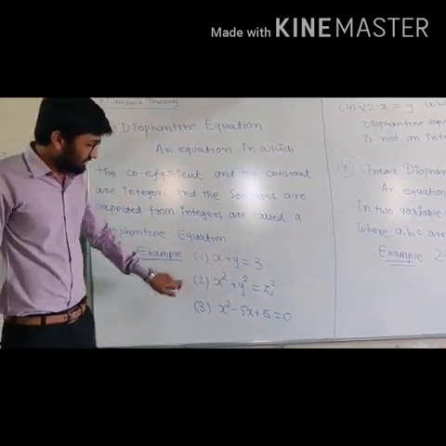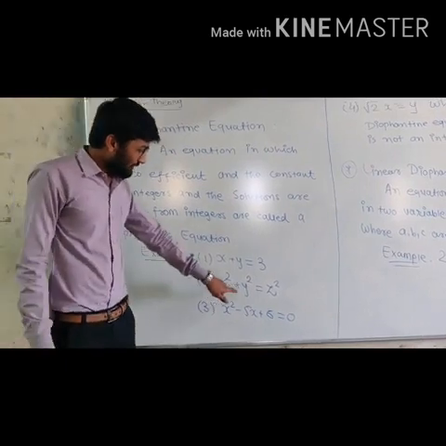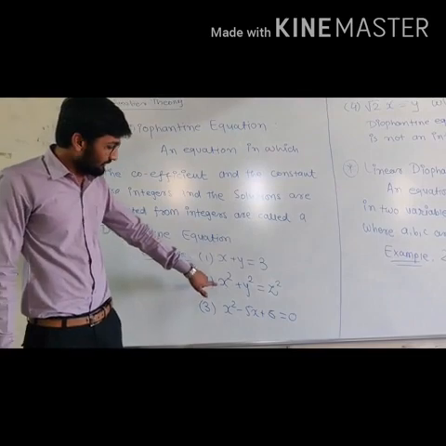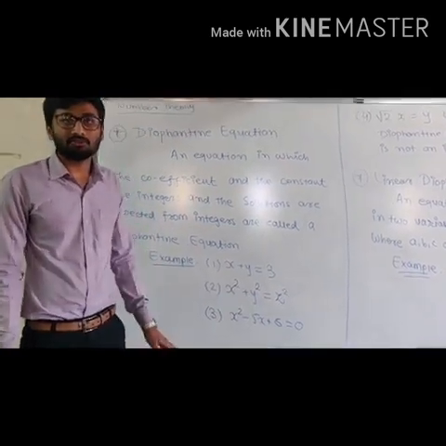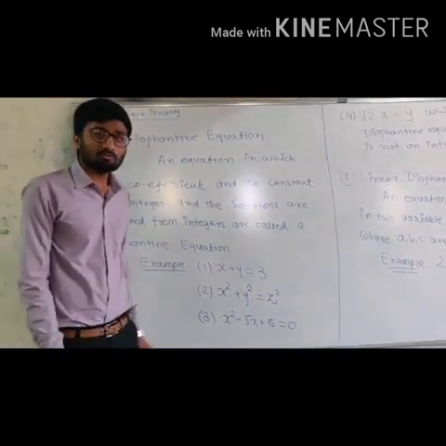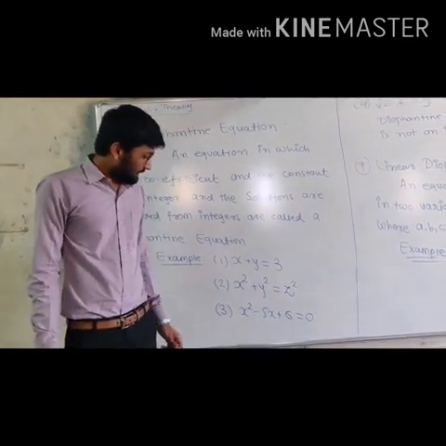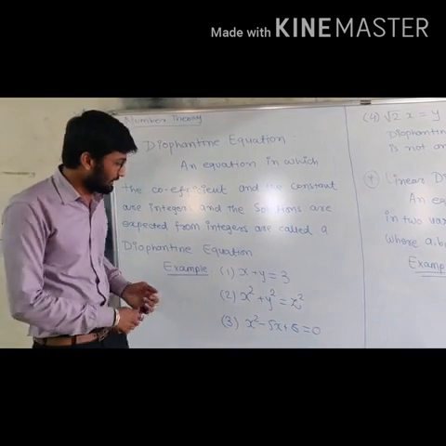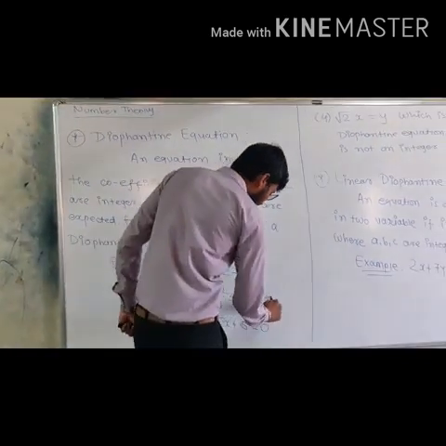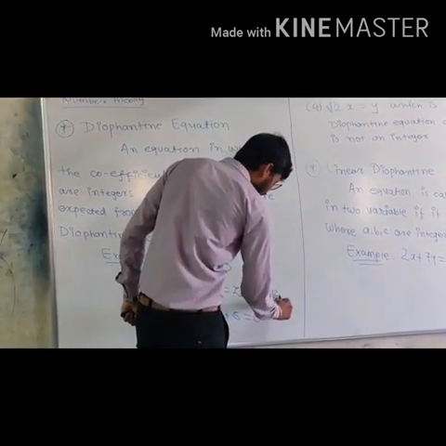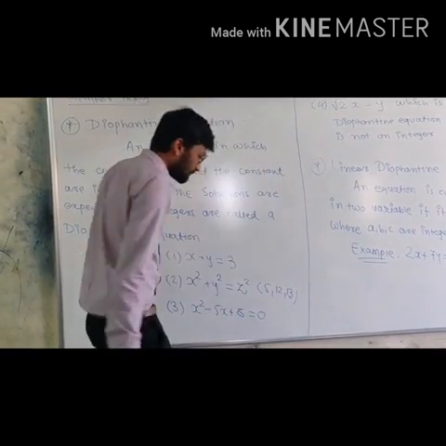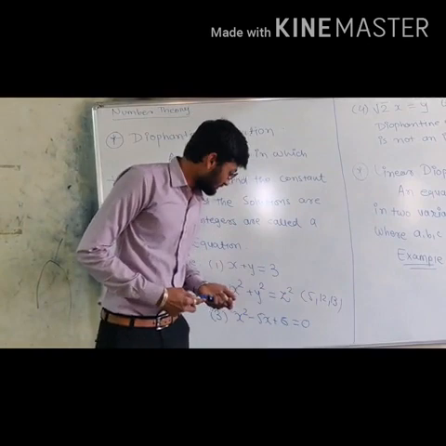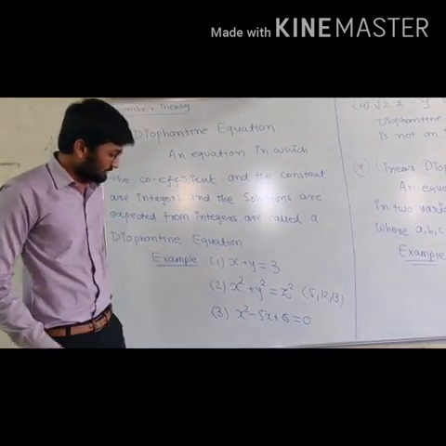Now look at the second example, x square plus y square equal to z square. So clearly the coefficients of x square, y square, z square are integers, and the constant is 0, which is also an integer. And clearly it has many solutions in integers, like x equal to 5, y equal to 12, and z equal to 13. It is a solution of this equation. All are integers. Therefore, it is a Diophantine equation.